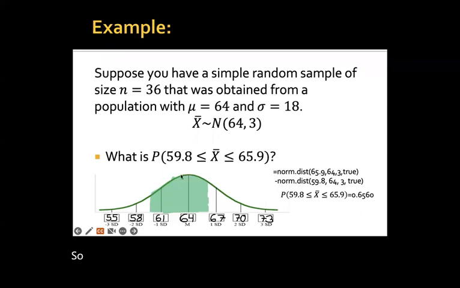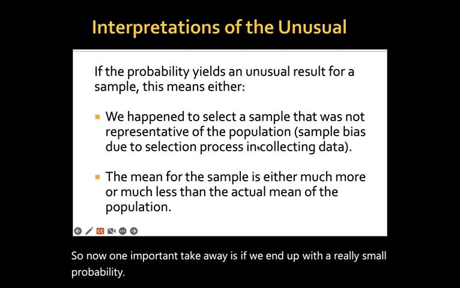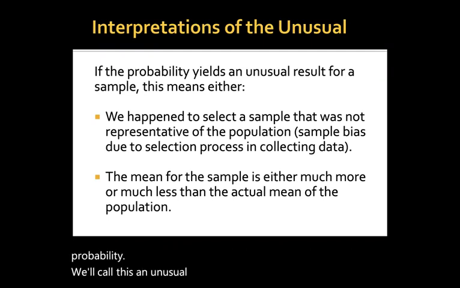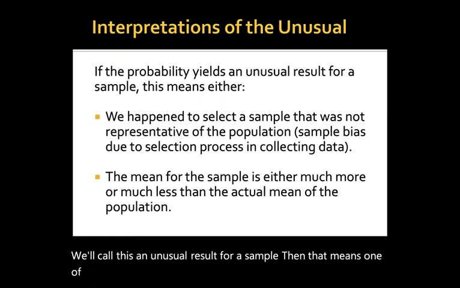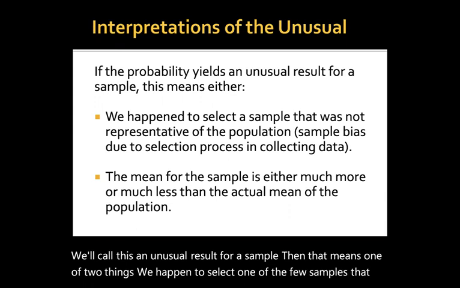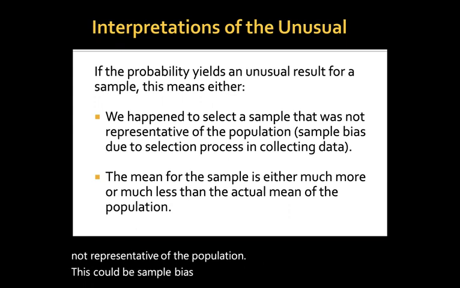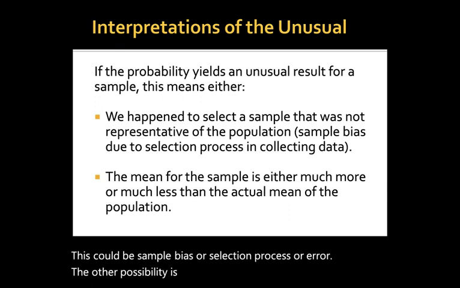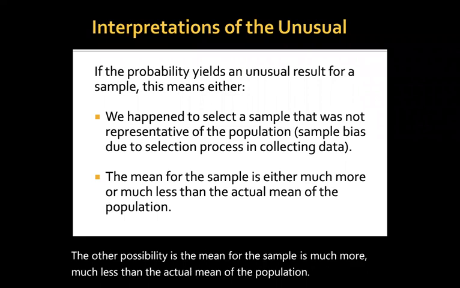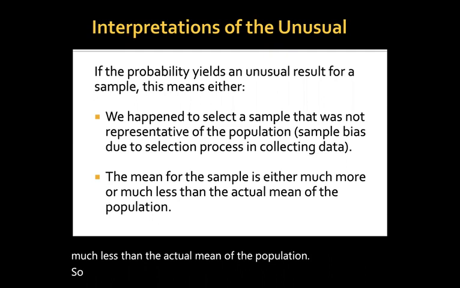So now one important takeaway is if we end up with a really small probability, we'll call this an unusual result for a sample, then that means one of two things. We happen to select one of the few samples that is not representative of the population. This could be sample bias or selection process or error. The other possibility is the mean for the sample is much less than the actual mean of the population. So unusual results may seem to indicate something much more than just an unusual result.